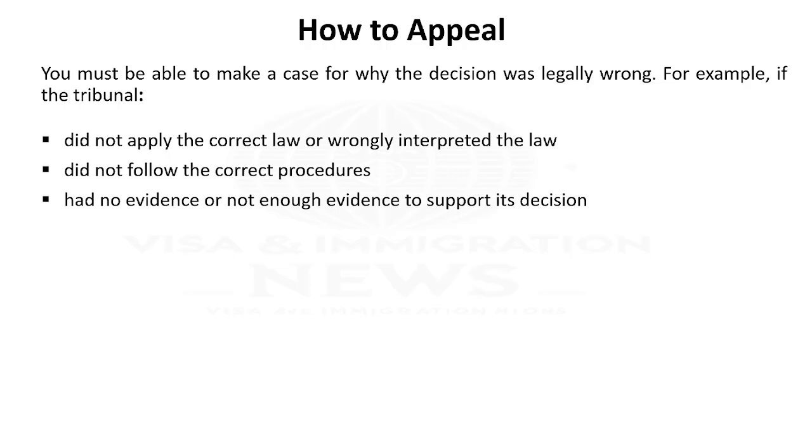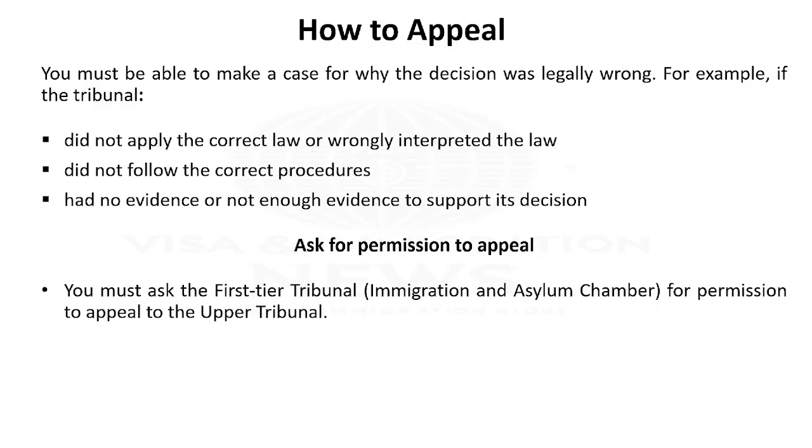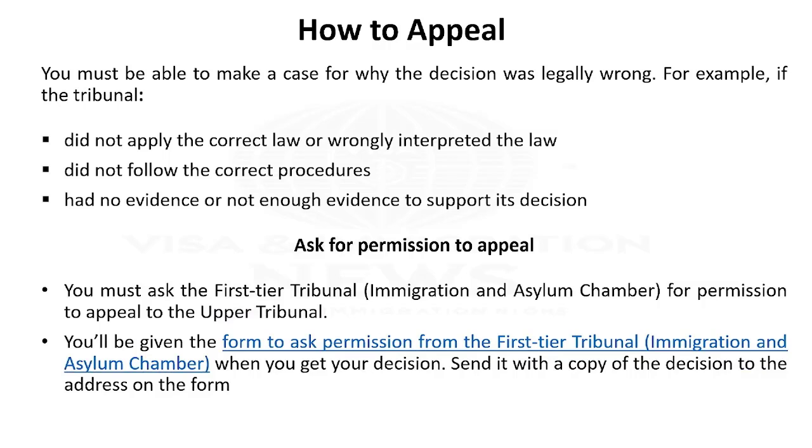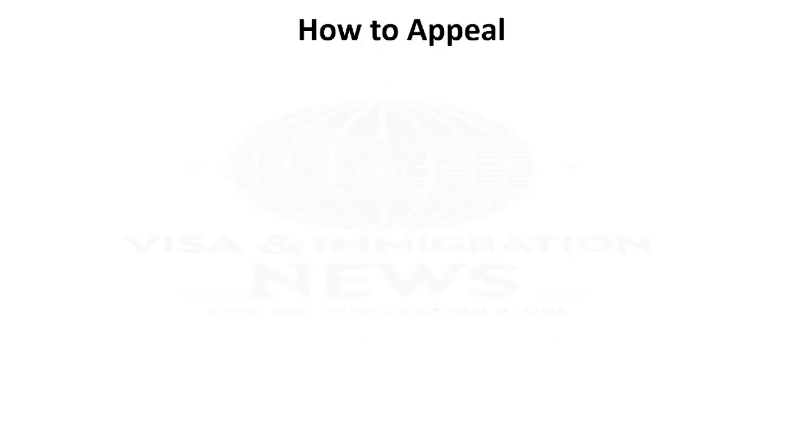Ask for permission to appeal. You must ask the First-tier Tribunal, Immigration and Asylum Chamber, for permission to appeal to the Upper Tribunal. You'll be given the form to ask permission from the First-tier Tribunal, Immigration and Asylum Chamber, when you get your decision. Send it with a copy of the decision to the address on the form.